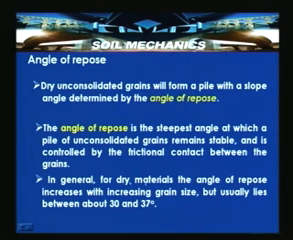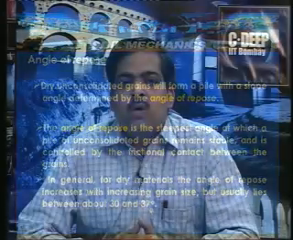In general, for dry materials the angle of repose increases with increasing grain size, but usually lies between 30 to 37 degrees. So, around 30 to 37 degrees it takes a cone shape, and the moment it reaches that particular angle, the soil starts to fail. That is the maximum slope at which the particles can stand, maybe around 30 to 37 degrees, and it can increase with increase in diameter, but it remains within 30 to 37 degrees.